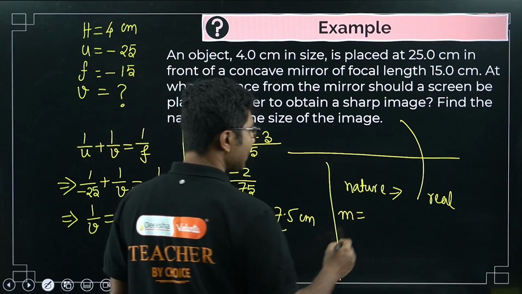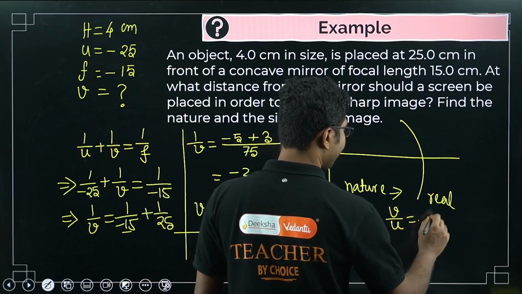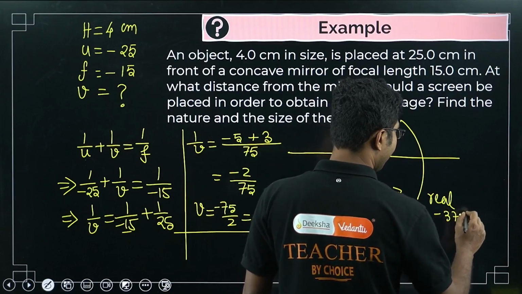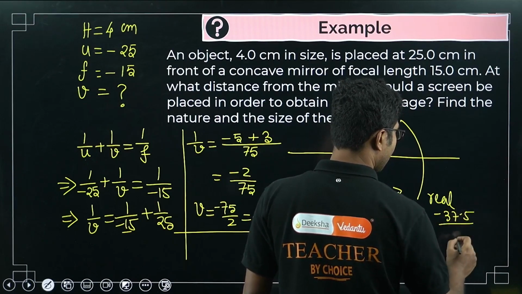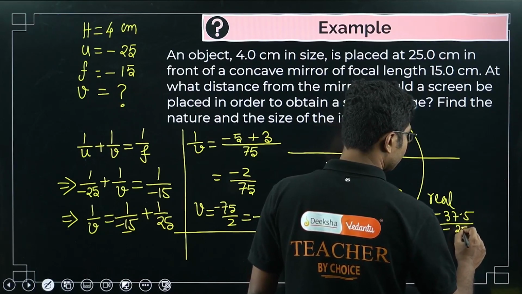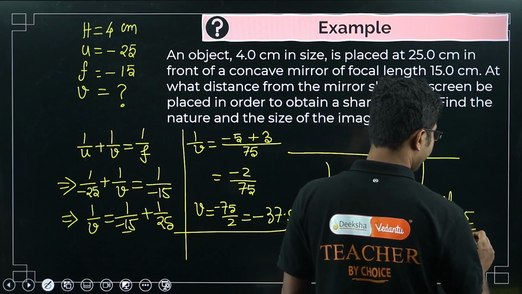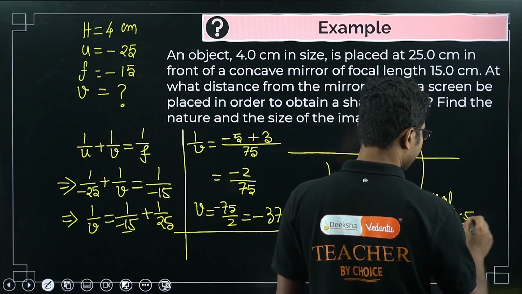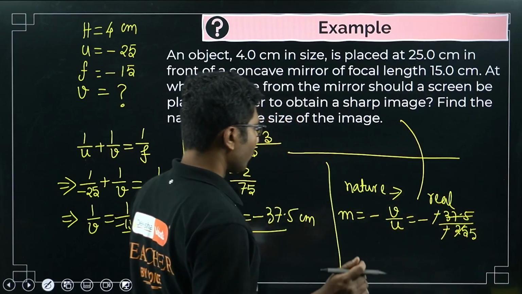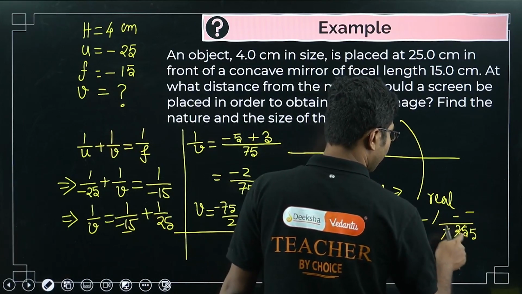Now find the magnification. Magnification is minus v by u. v is minus 37.5 and u is minus 25. So the minus signs cancel, and it will be 5 by 75. Okay, let me replace it.